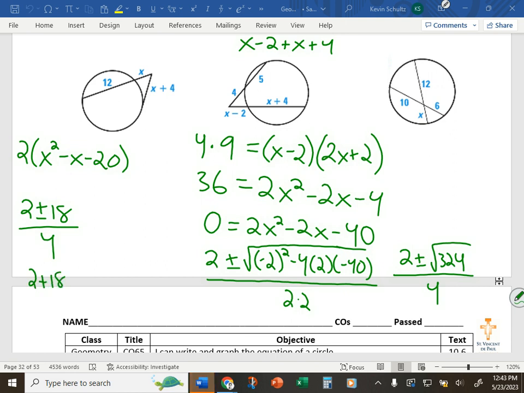2 plus 18 divided by 4 equals 5. 2 minus 18 divided by 4 equals negative 4. Why am I getting... Oh, I didn't put it. Wait, I have 320. Right, but then the root of 324 is 18. That's why I got the other one wrong. I didn't read it. So x is 5.